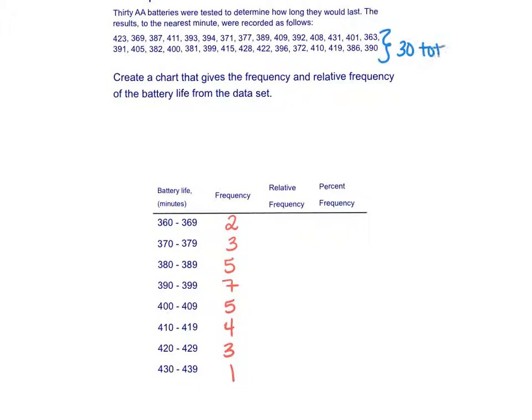There were 30 total. So if you don't have those numbers, make sure you go back and take a look and see where you may have had an error. Pause the video to do that. If all of your numbers are good, let's continue with the relative frequencies.